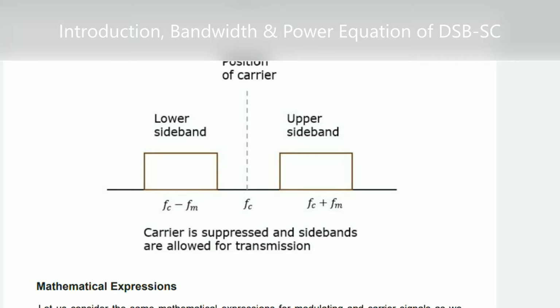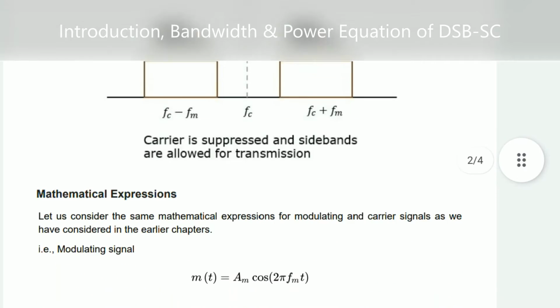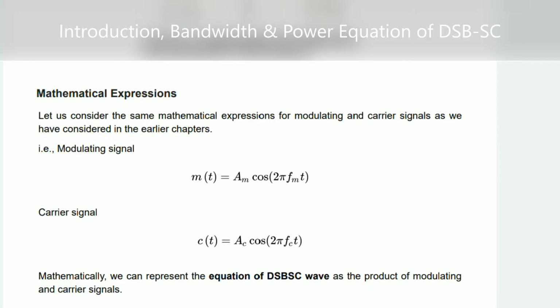Now let's see the expression of DSB-SC. First, it is similar to double sideband transmitted carrier. First is the modulating signal m(t) = Am cos 2πfm t. Then the carrier signal c(t) = Ac cos 2πfc t, where Am is the amplitude of the message signal or modulating signal and Ac is the amplitude of the carrier signal. fm is the modulating frequency, fc is the carrier frequency.